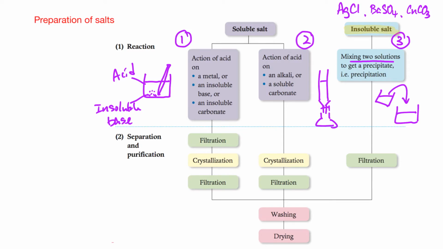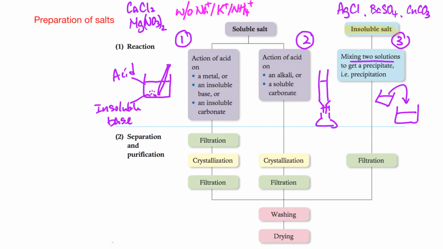How can we distinguish? Method 1, we are dealing with soluble salt without Na+, K+, and NH4+. That means all kinds of soluble salt, as long as you don't have these 3 ions. Say, for example, we'll have magnesium nitrate, or we'll have calcium chloride. These kinds of soluble salt will be using method 1.